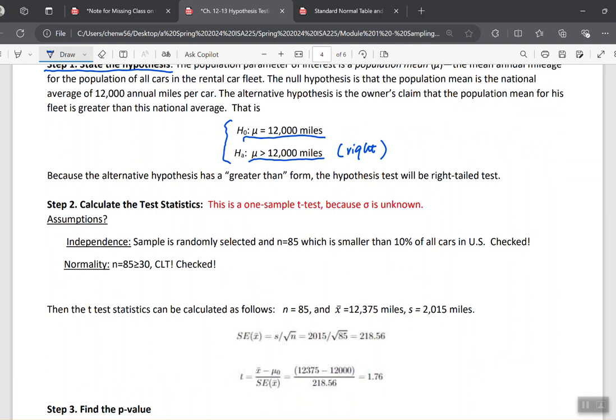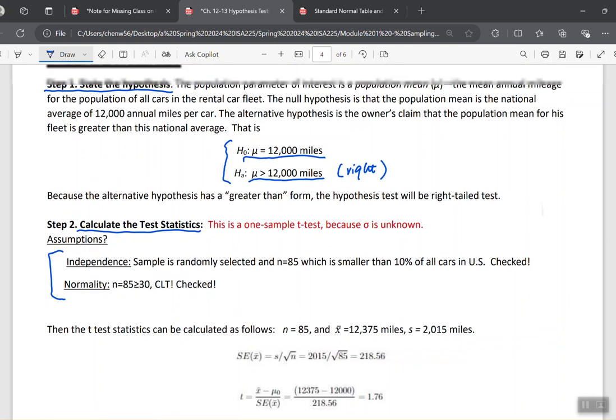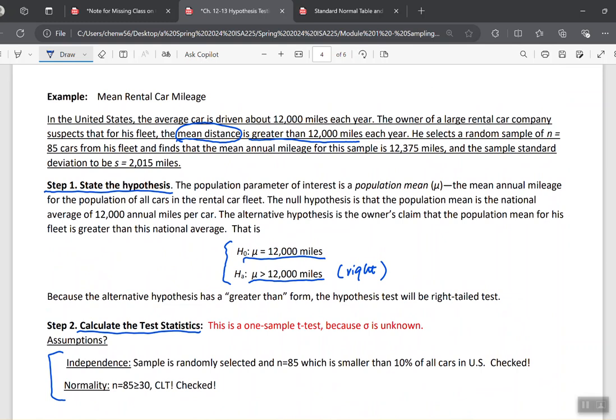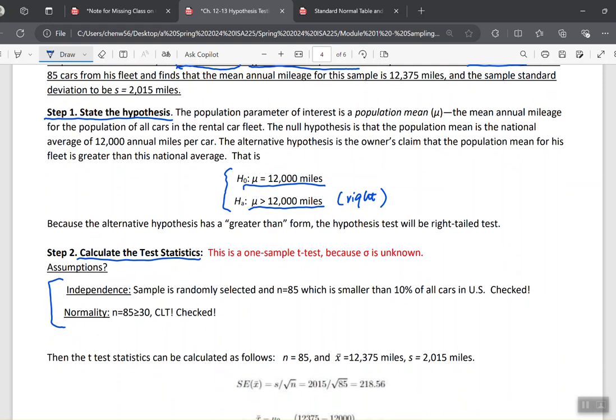Then step 2, we need to calculate the test statistics. Before we can calculate based on the formula, we need to check these 2 assumptions. You also need to show me similar information in your essay assignment or in the exams. We need to check the independence and normality. For independence, we need to check whether the sample is randomly selected. It says he selected a random sample. That means the sample is truly randomly selected.